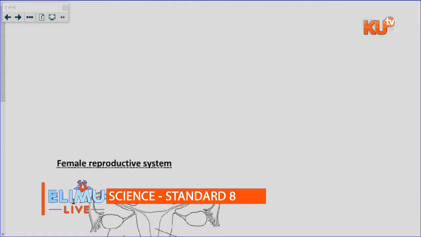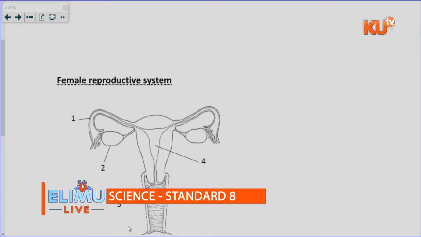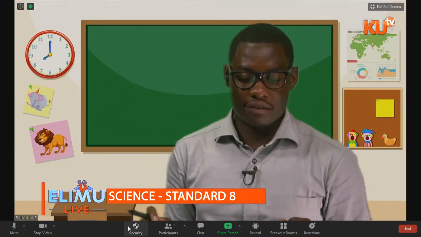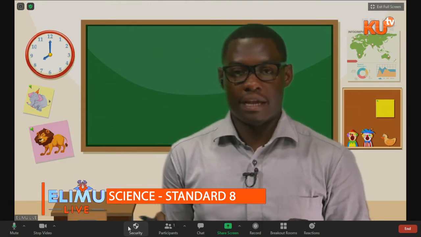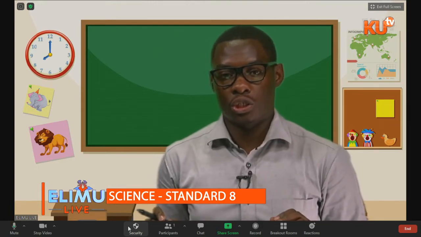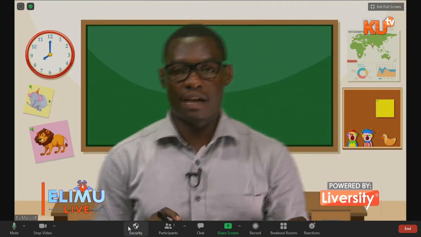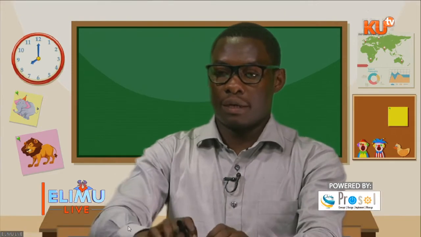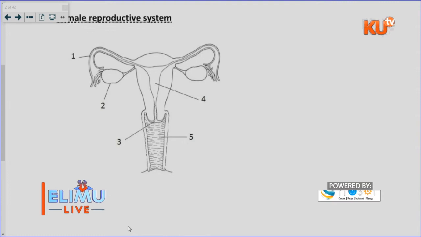So we have the oviduct, the ovary, the cervix, the uterus, also called the womb, the vagina, also called the birth canal, and finally the vulva. So I want us to look at these diagrams.